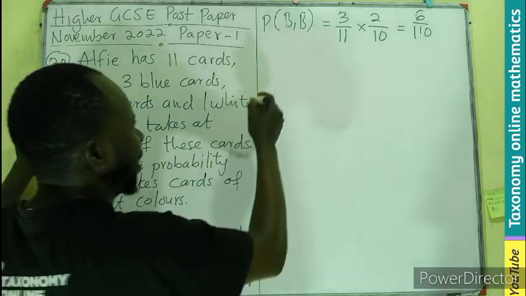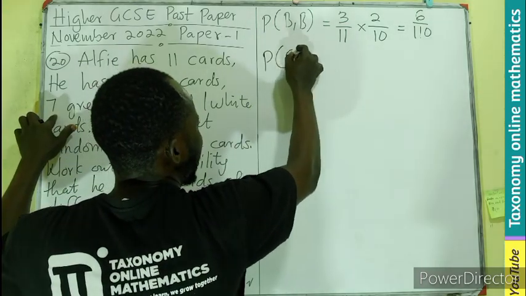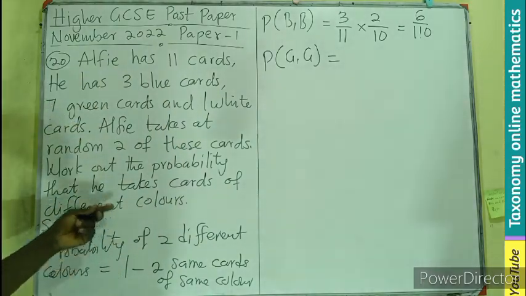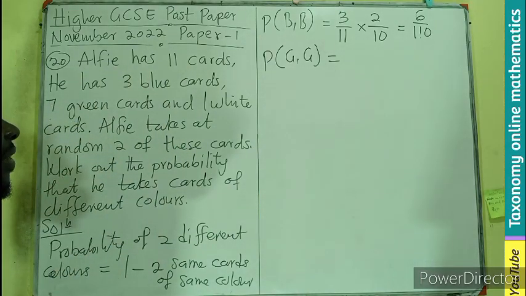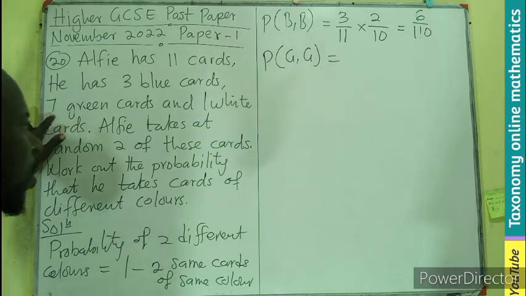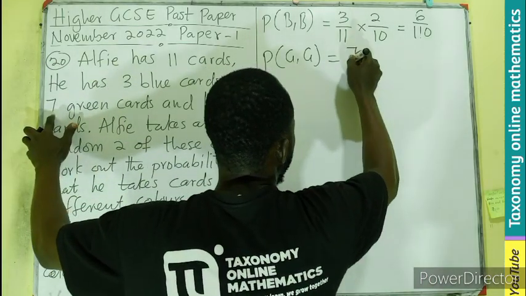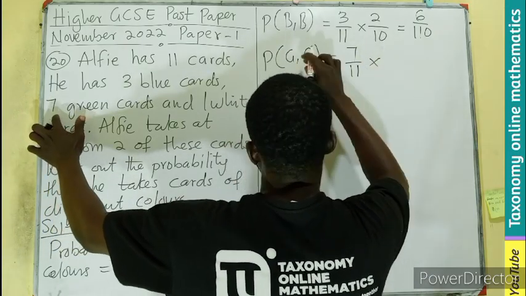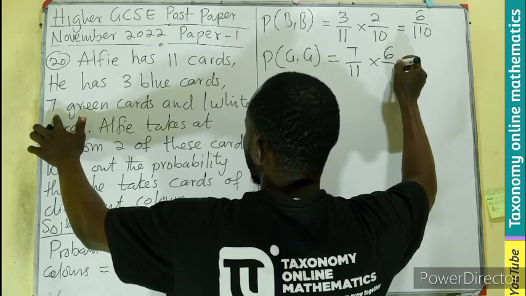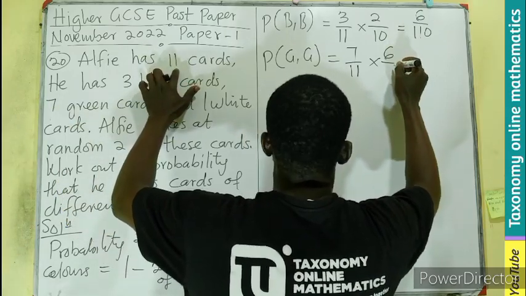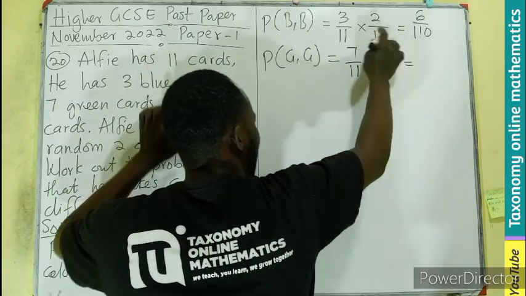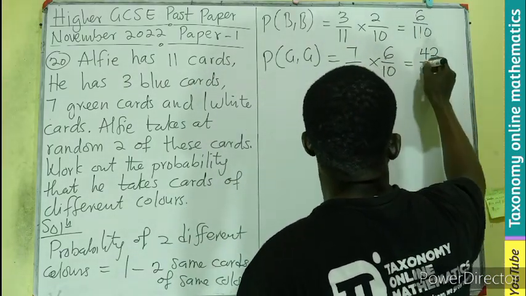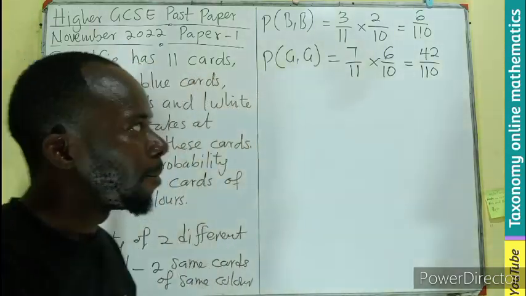Or it could also be that the probability will be of green cards and green cards. The first could be green, the second will also be green. So let's move on to the probability of green. 7 out of 11 for the first choice. Then the number will reduce. If I'm picking green again, it is 6, then the total will also reduce from 11 to 10. So let's multiply and have 42 out of 110.